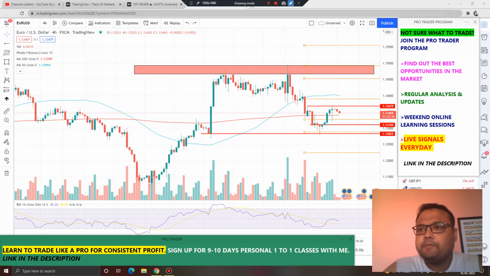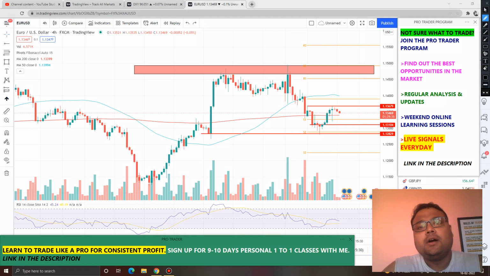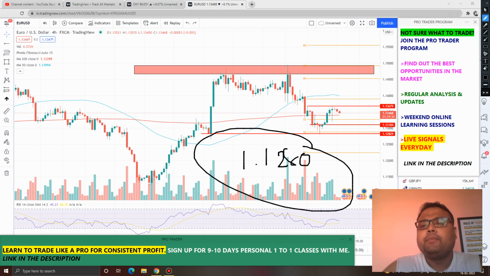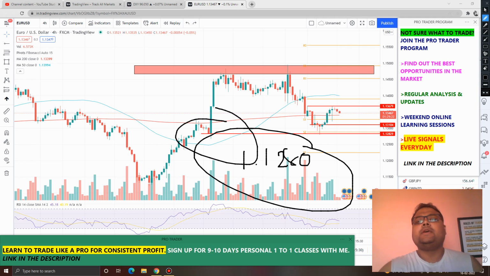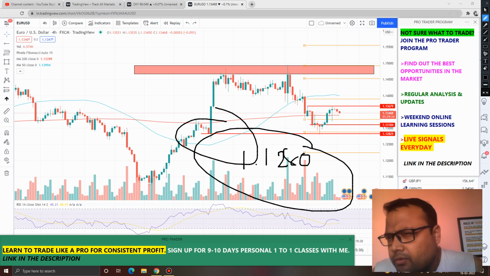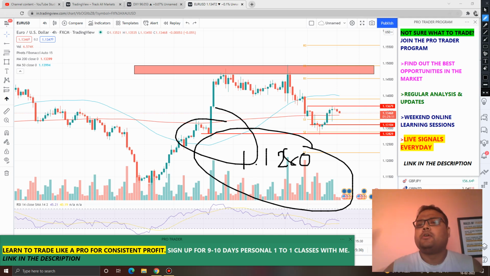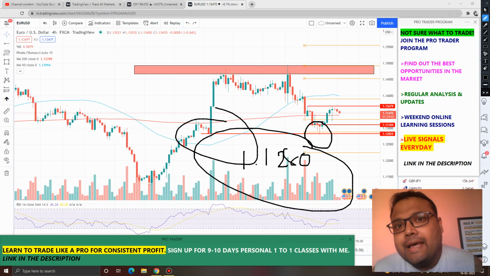On the other hand, we have a good support around 1.1280. 1.1280 has been acting as a good support for quite some time. Previously, I was not convinced personally, but when the market bounced here, it was a clear indication to us that 1.1480 is a strong resistance and 1.1280 is a strong support for the market. Yesterday also we saw the market bouncing from this particular level. So today, if Euro USD comes down to the level of 1.1280, we can expect a bounce.